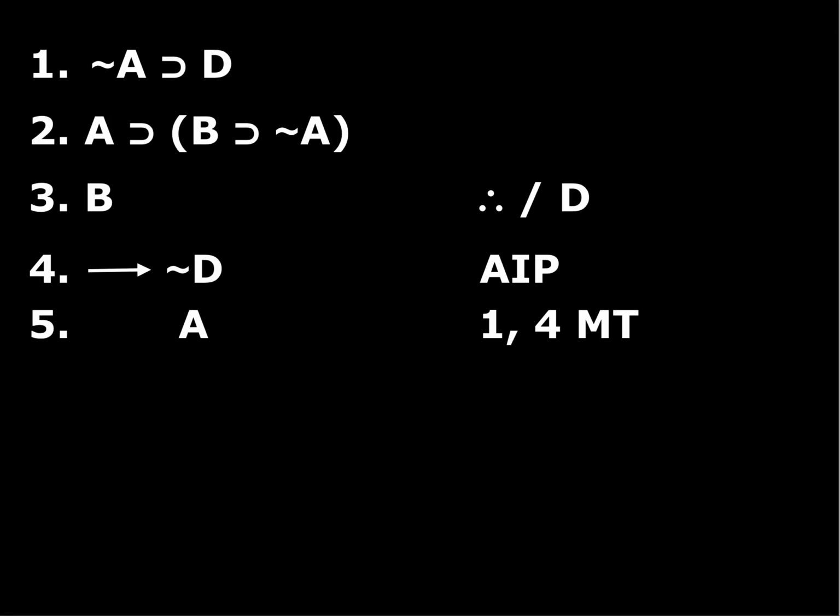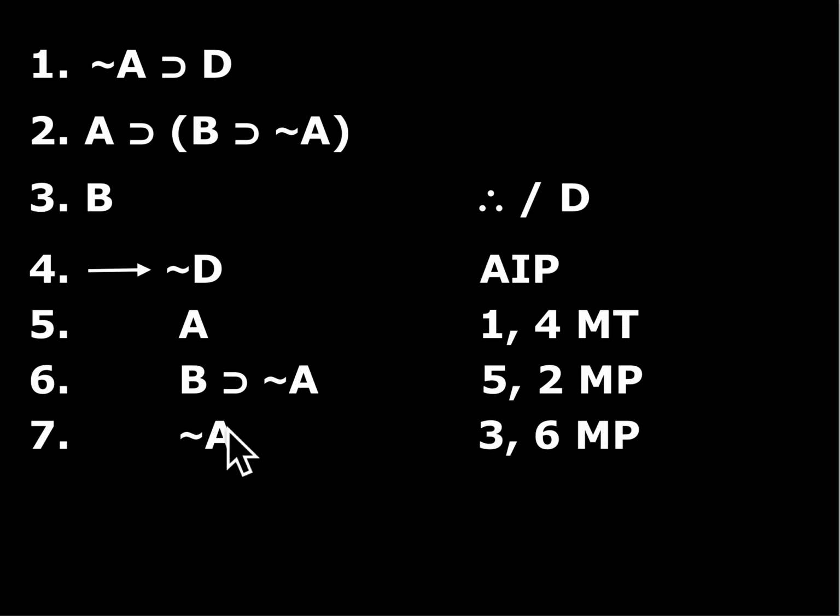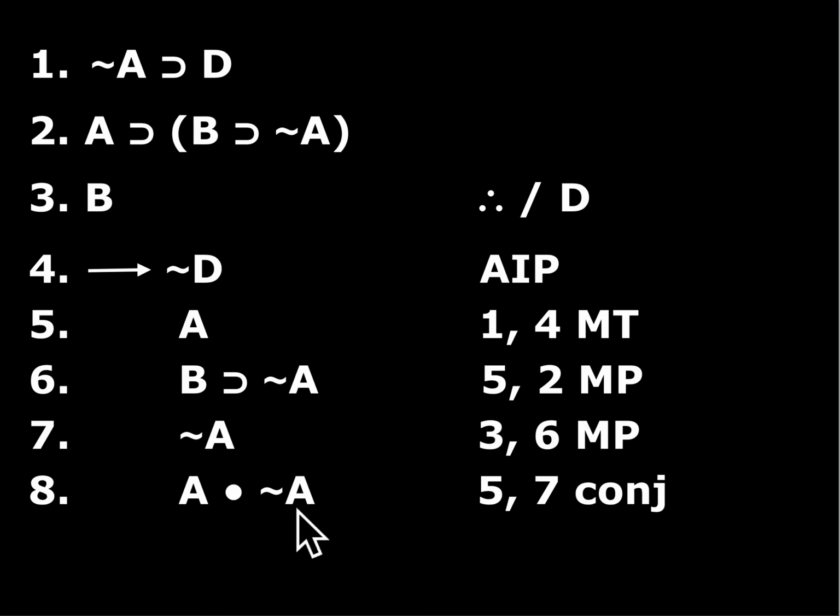Well, now that I've got not D, I can get A by modus tollens. So not D is the negation of that consequent, get the negation of the antecedent by modus tollens. I have A, so I can do modus ponens to get if B then not A, and that's by 5-2 modus ponens. I have B, so I can get not A. And I've already got A here, so here's the materials for an explicit contradiction. I have a statement and the negation of that statement, so I can just conjoin those into my explicit contradiction here.